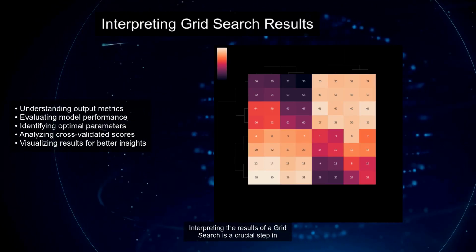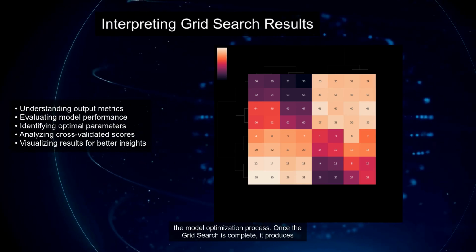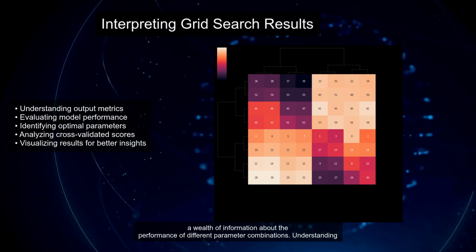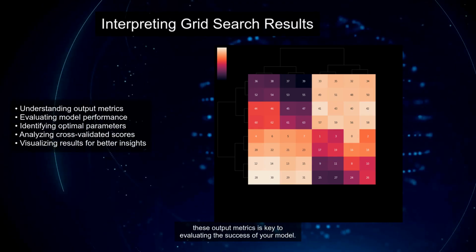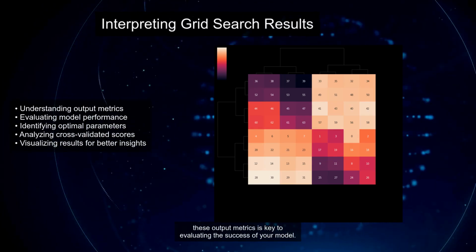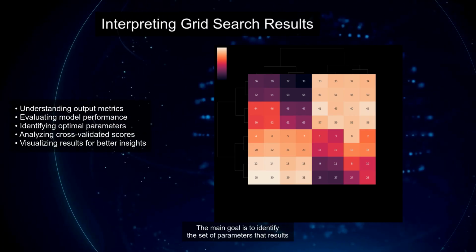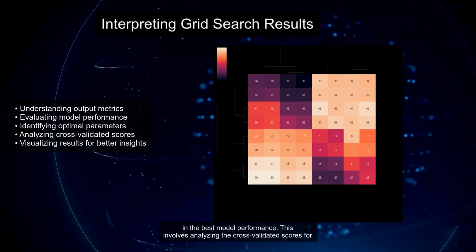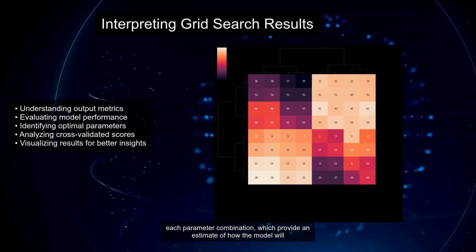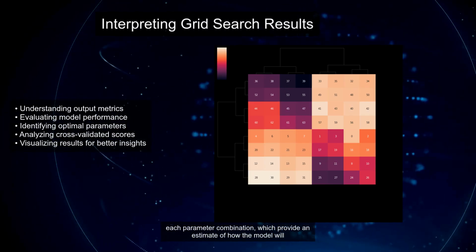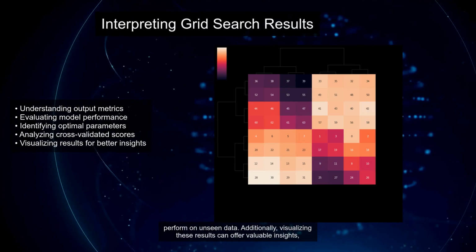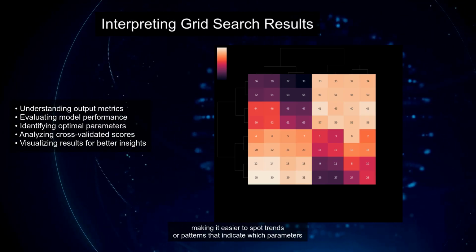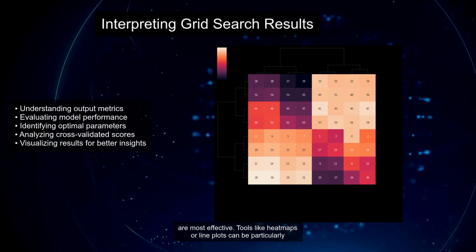Interpreting the results of a grid search is a crucial step in the model optimization process. Once the grid search is complete, it produces a wealth of information about the performance of different parameter combinations. Understanding these output metrics is key to evaluating the success of your model. The main goal is to identify the set of parameters that results in the best model performance. This involves analyzing the cross-validated scores for each parameter combination, which provide an estimate of how the model will perform on unseen data. Additionally, visualizing these results can offer valuable insights, making it easier to spot trends or patterns that indicate which parameters are most effective.